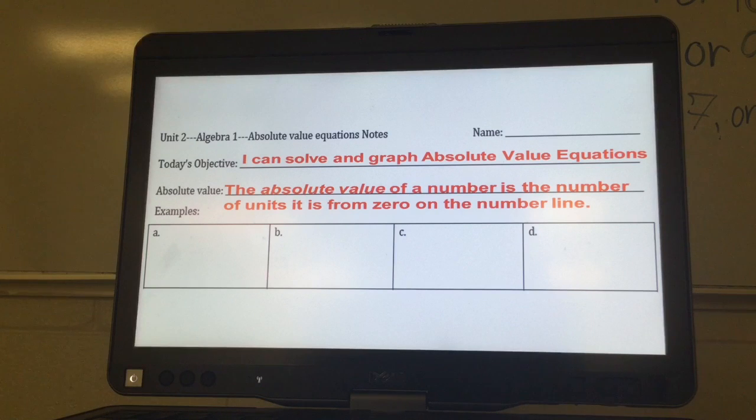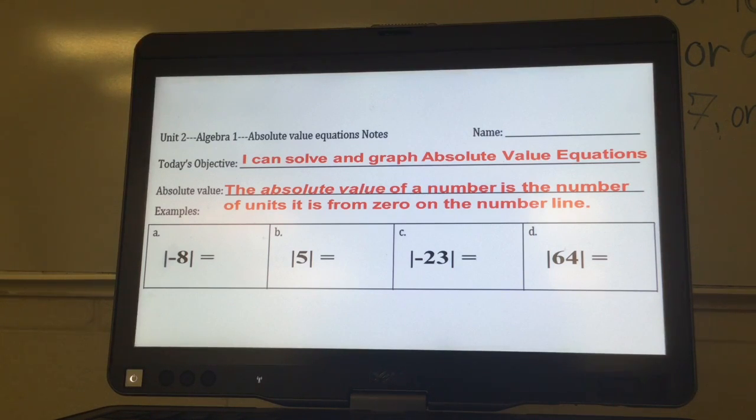Okay, and what we're going to do right now is do a couple of example problems. So we have A, B, C, and D. I have all these absolute value problems. What I want you to do is write what they are equal to. I'm going to give you a second to do that and then we'll go over it.